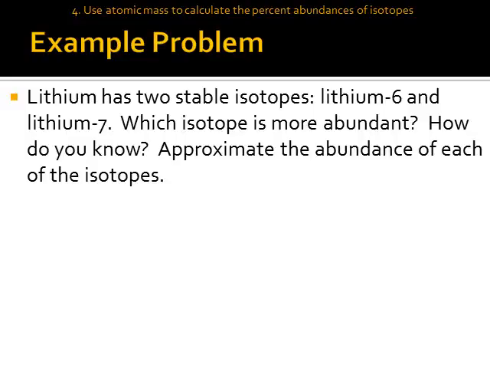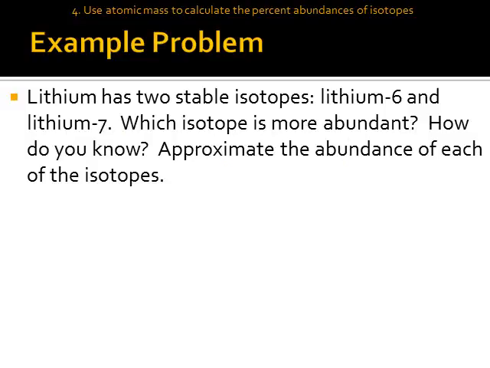Well, how would you know this if you're just told we have lithium-6 and lithium-7? Well, if you look at the periodic table, you will see the atomic mass of lithium is 6.94. So based on that, ask yourself, which one is more abundant? Is it lithium-6 or lithium-7? If you said lithium-7, you would be correct.